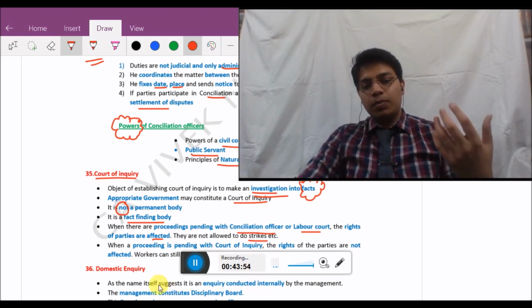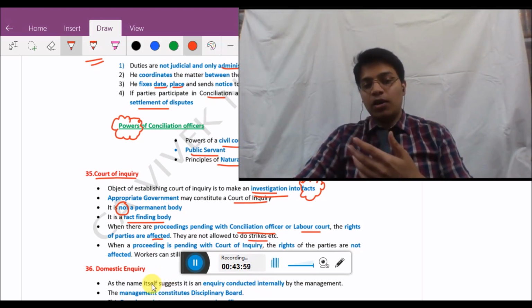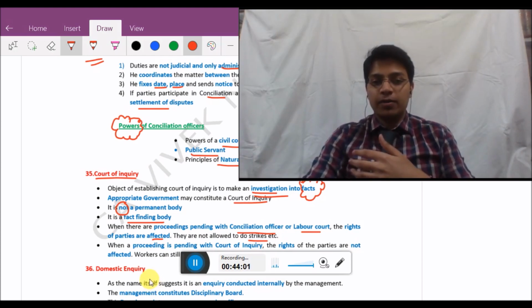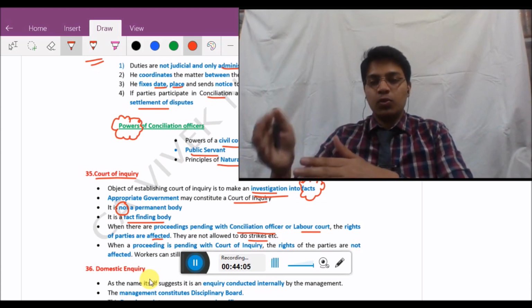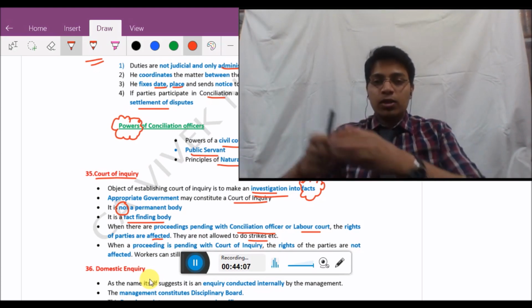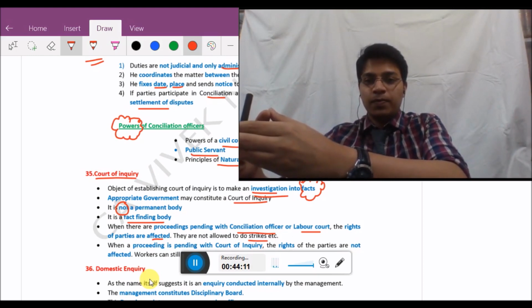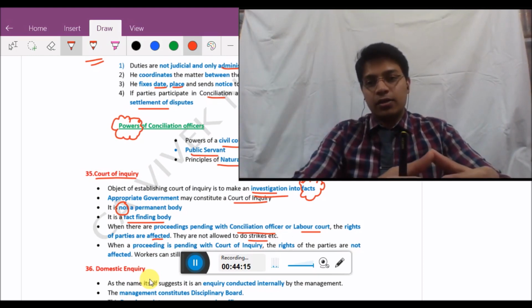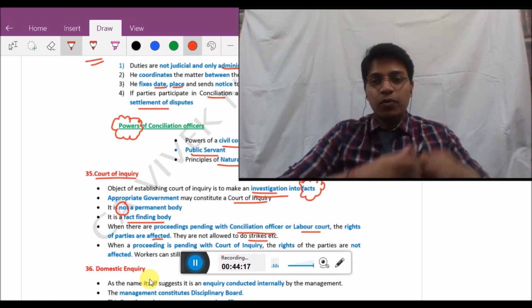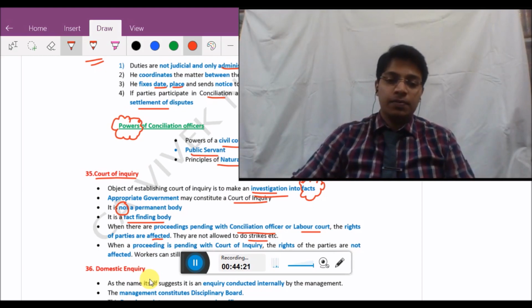So when a proceeding is pending with the court of inquiry, the rights of the parties are not affected. Workers can still go on strike. This is the main difference between the court of inquiry and any other court for dispute settlement. If the case is with any other court like labor court, conciliation officer, then when the case is pending, the workers cannot go on strike. But if the case is pending before the court of inquiry, then the workers can go on strike.